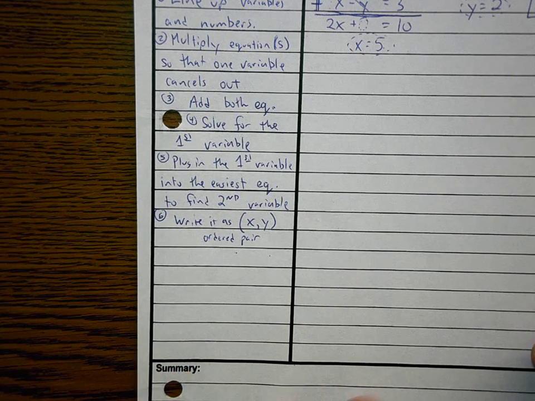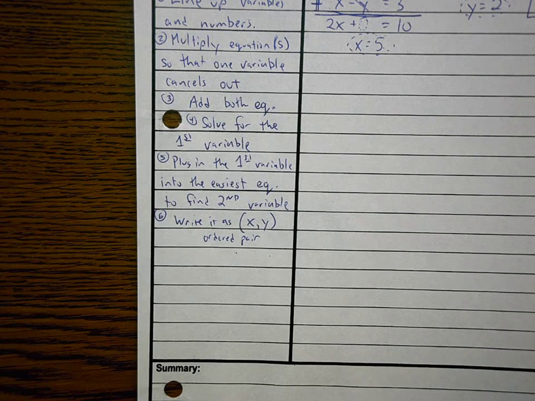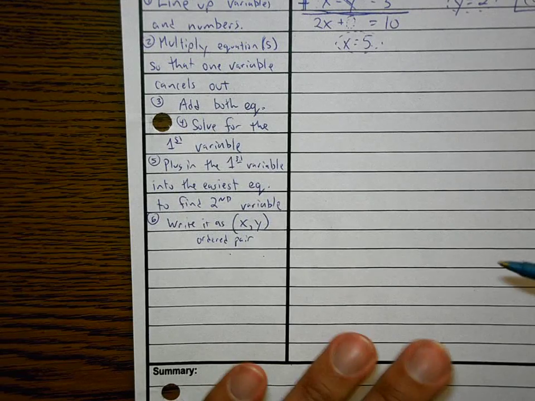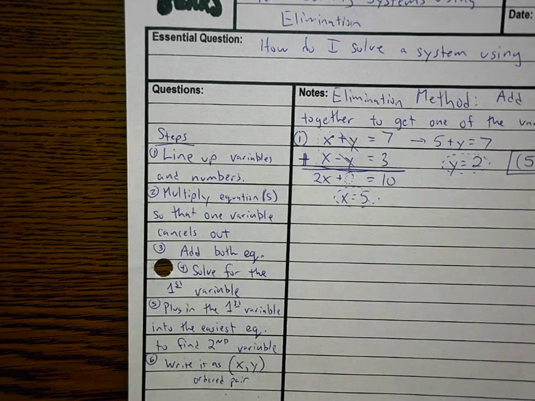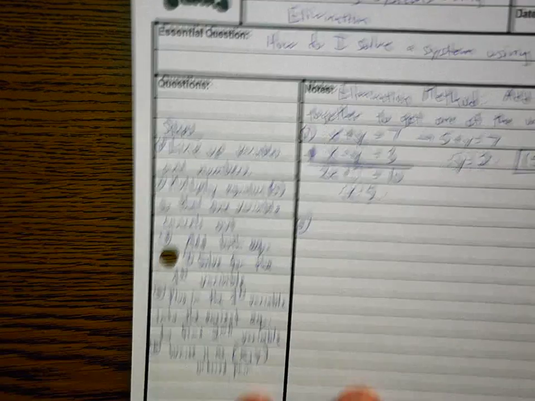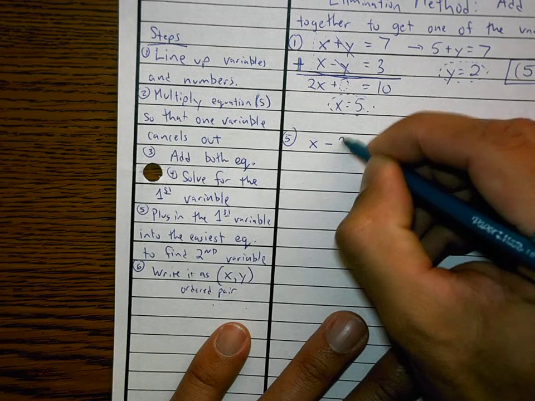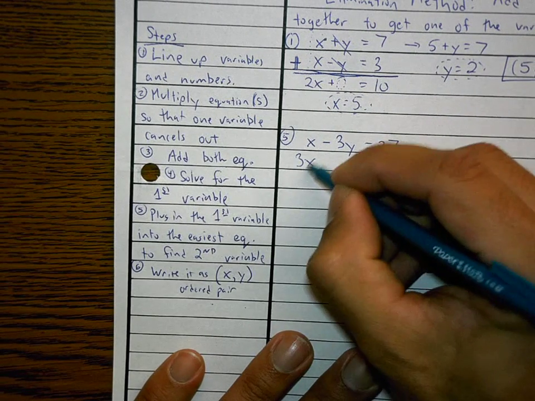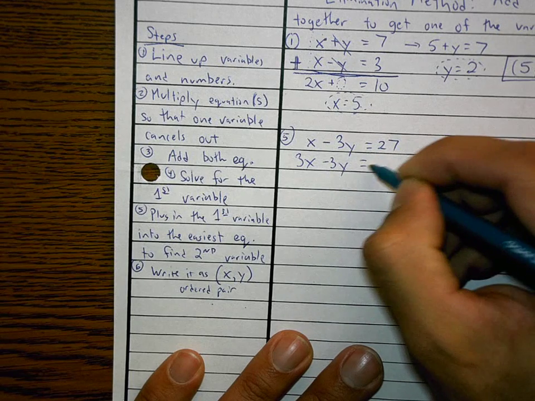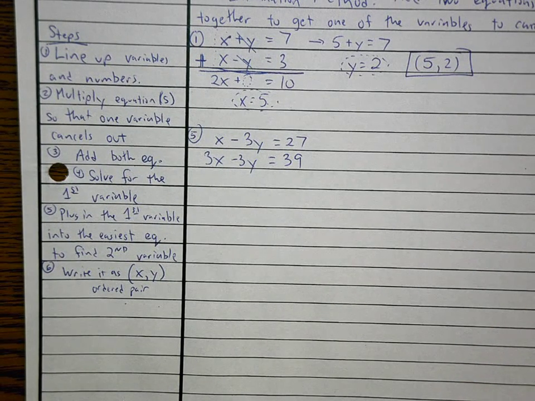So I want to give you an example of some things that don't have it nice and easy. The easiest it gets is the one I showed you up here. Number 1. Let's do one that's a little bit harder, like number 5. Not too much harder, just a little bit harder. X minus 3y equals 27. 3x minus 3y equals 39. Let me scoot that over just a little bit. Let you write that down.